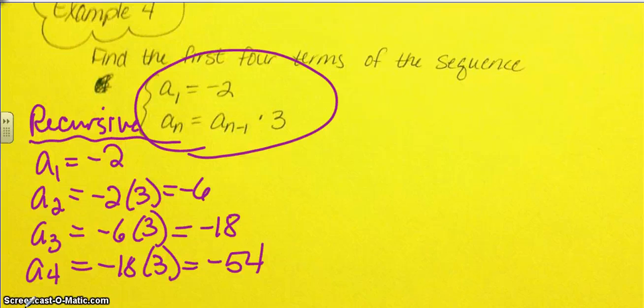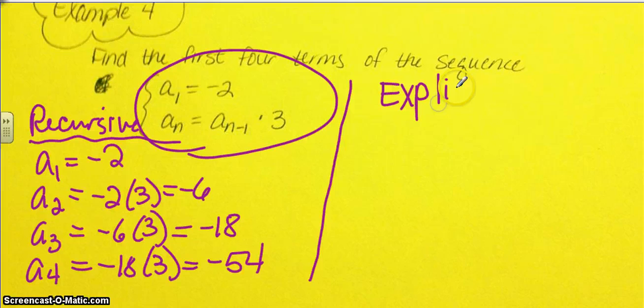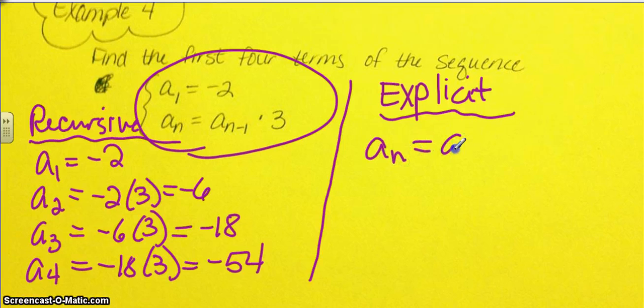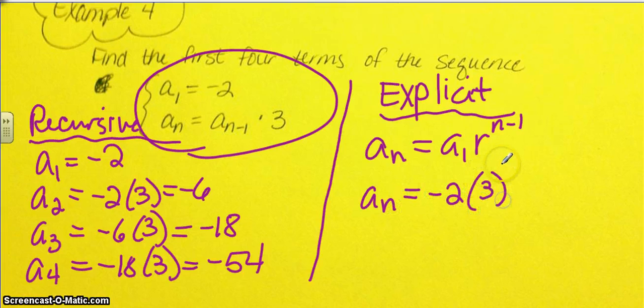We can also find an explicit definition for this same sequence, but I need to recognize that it is a geometric sequence this time. So I would have to use this formula: a sub n is equal to a sub 1 times r, which was our common ratio, raised to the n minus 1. So a sub n is equal to negative 2 times my ratio of 3 raised to the n minus 1.